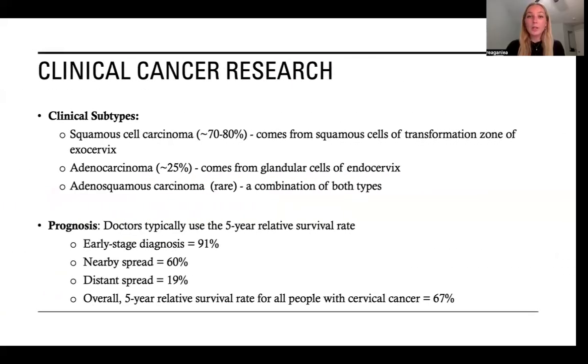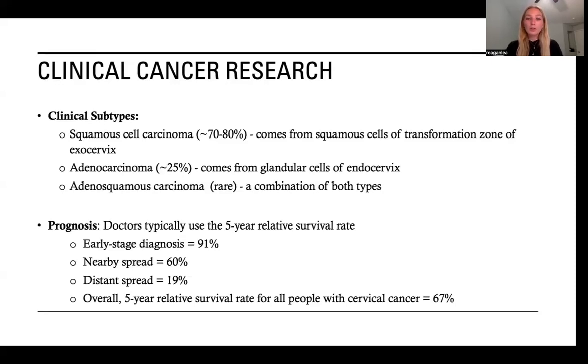So getting into the clinical research aspect, there's three main subtypes for cervical cancer. The first one being squamous cell carcinoma, which makes up about 70 to 80% of this subtype. And this comes from the squamous cells of the transformation zone of the exocervix. And then you have the adenocarcinoma, which makes up about 25%. And this comes from the glandular cells of the endocervix. And then you have a very rare form, which is a combination of both, known as adenosquamous carcinoma.